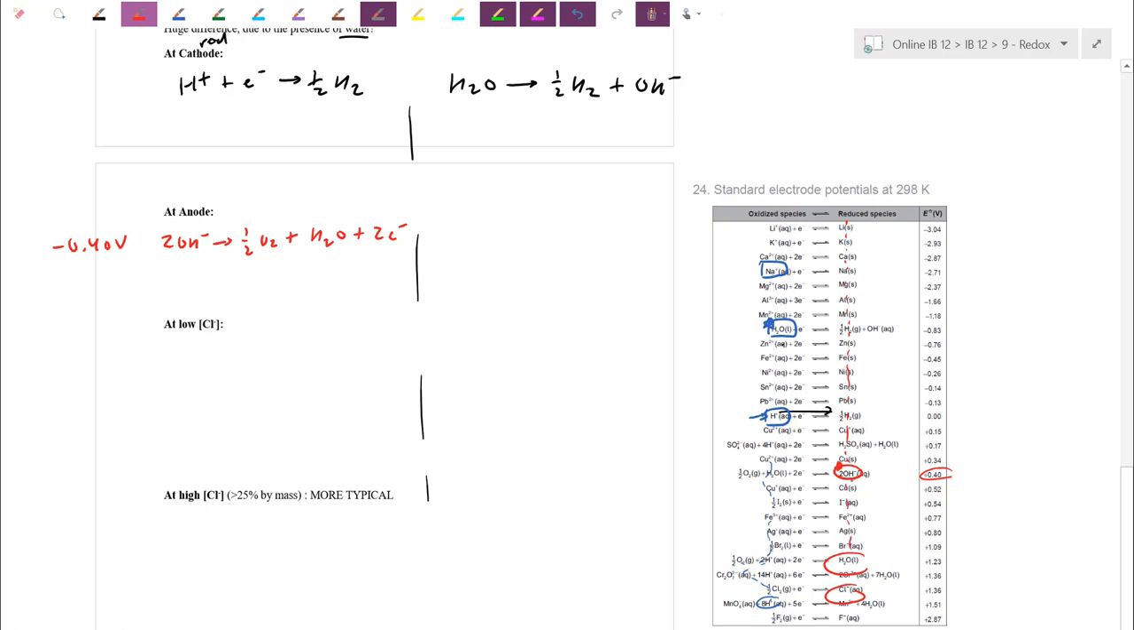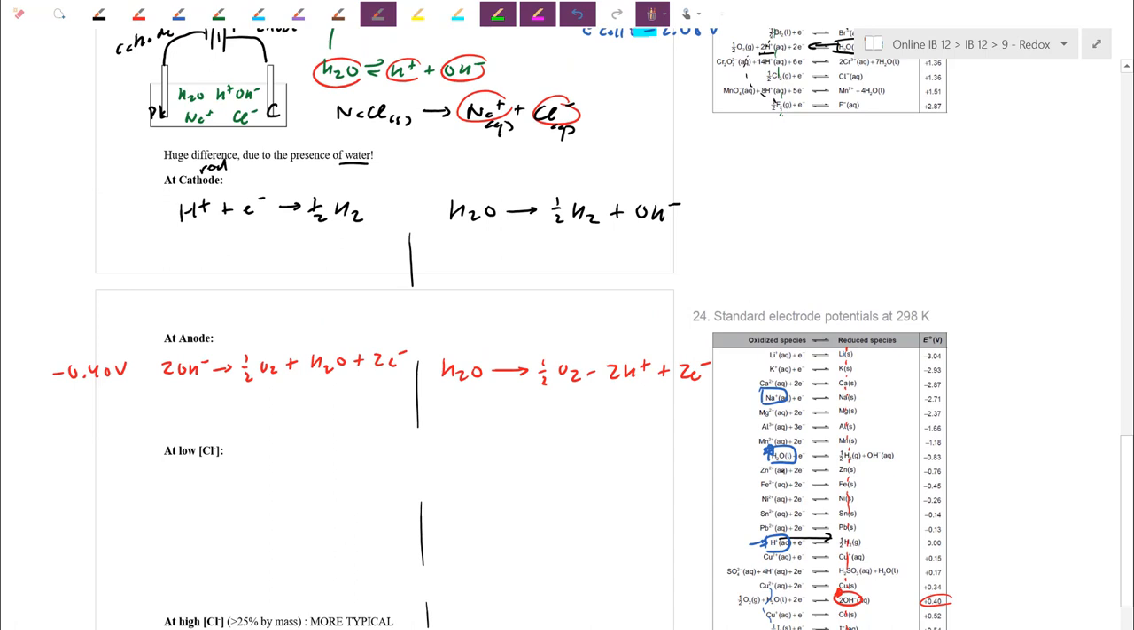Again, you're going to get the same equation if you just totally skip hydroxide. That concentration is not high to begin with. Let's just use the water equation again. Water, upon oxidizing, will create half an O2. It's going to create 2H plus, and it's going to create two extra electrons.